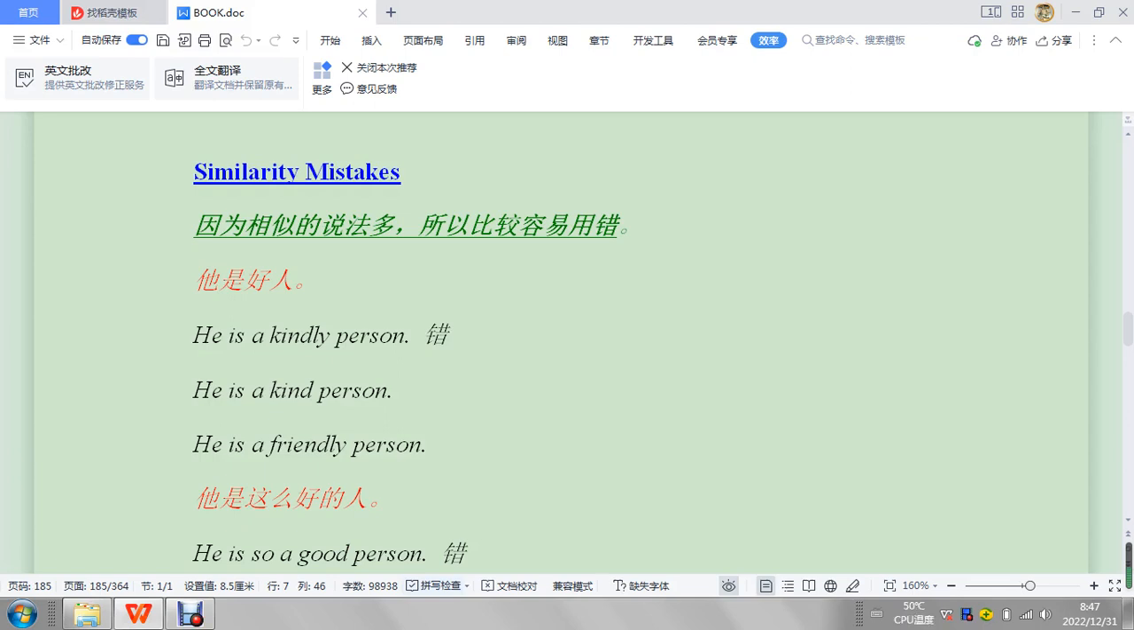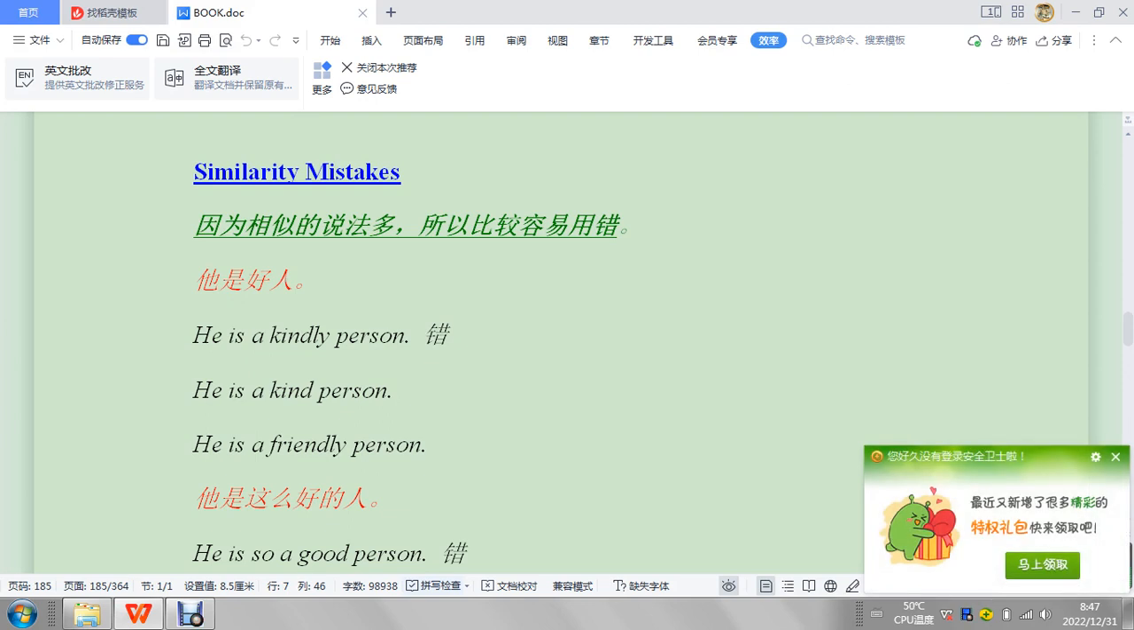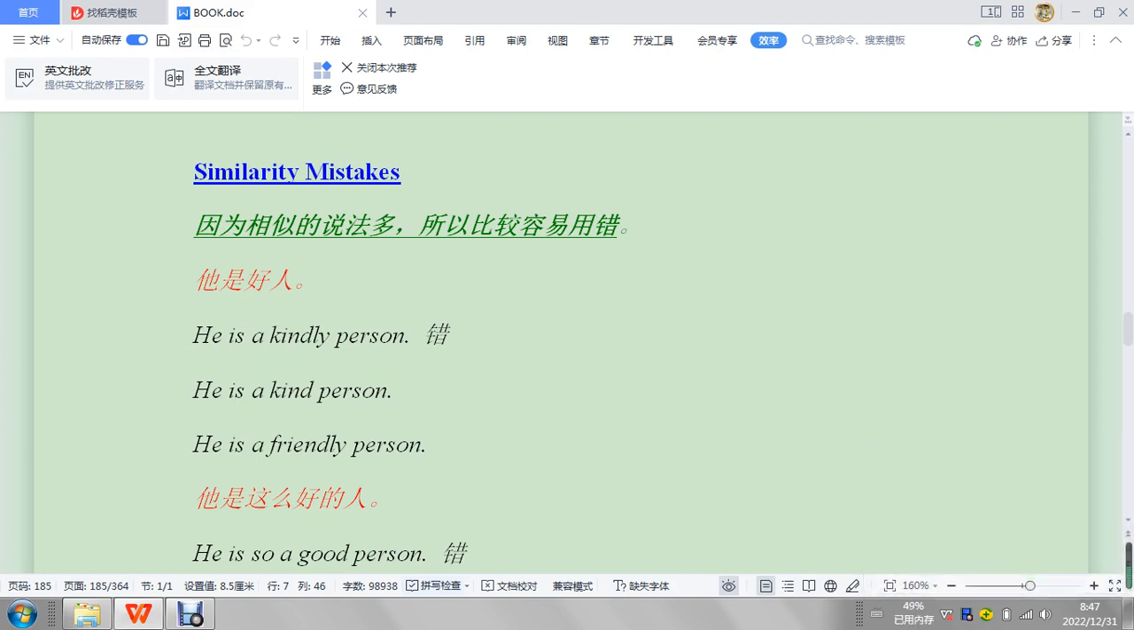Okay, so now we're going to move on from prepositions to similarity mistakes. And as you can see here, these are words that could be combined into a mistake. So "kindly person" is going to be wrong. And I would say this is pretty common. And it's a really pretty simple mistake.